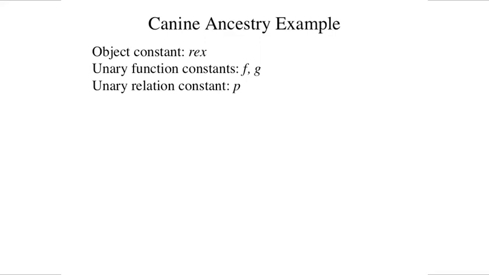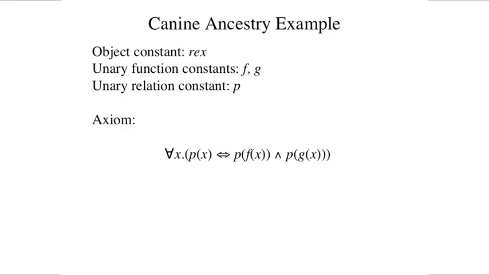In order to see an example of tree induction in action, consider the ancestry tree for a particular animal, say a dog. We use the object constant rex to refer to the dog. We use the unary function constant f to refer to the father of the dog, and we use g to refer to the mother of the dog. Finally, let's say we have a single unary relation constant p that's true of a dog if and only if it's purebred. Now we write down the fundamental rule of dog breeding. We say that a dog is purebred if and only if both its father and its mother are purebred.